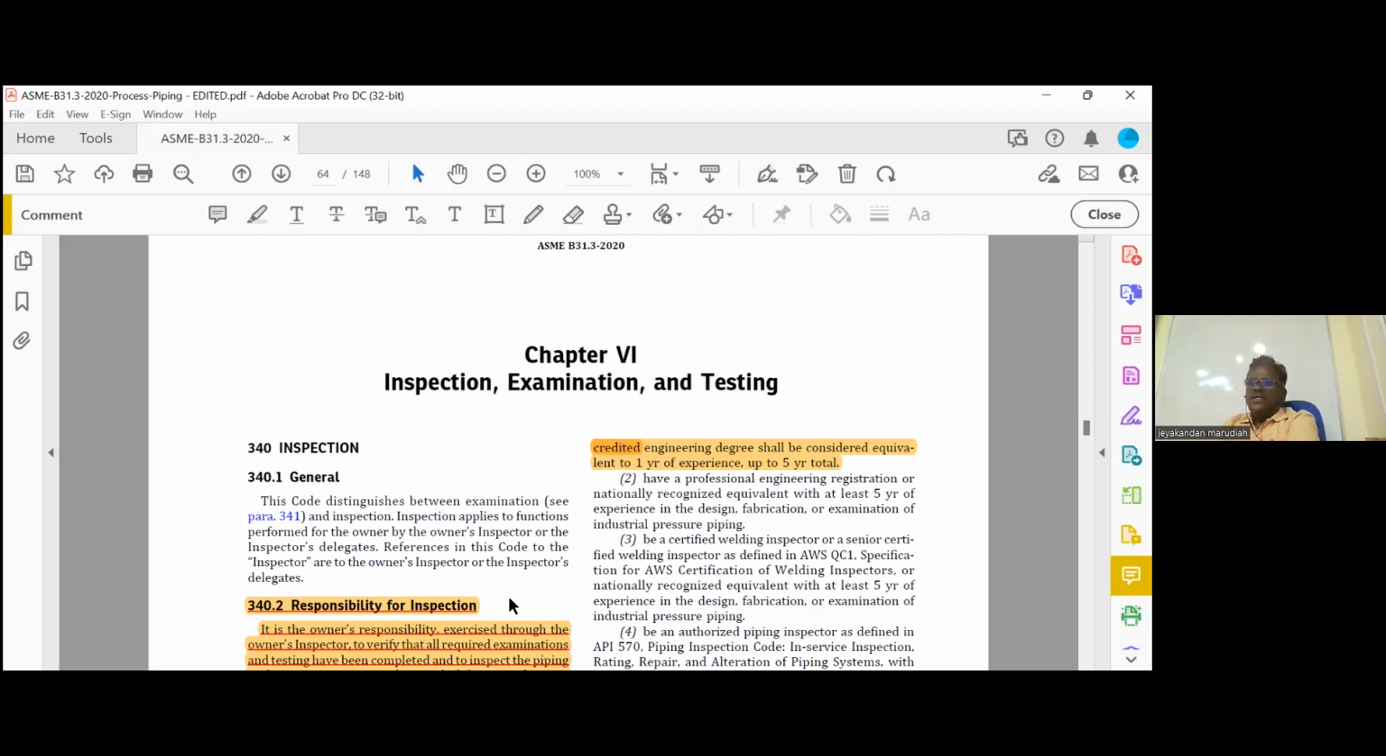In code language, inspection means inspection carried out by the owner inspector.